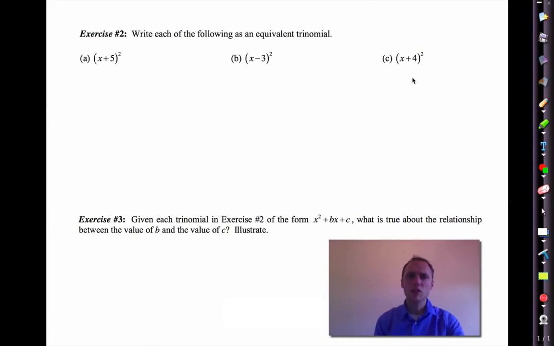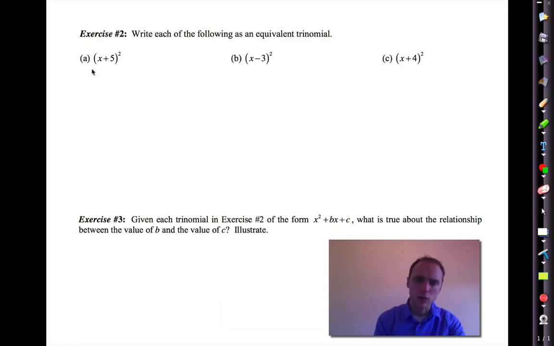So, exercise 2 says, write each of the following as an equivalent trinomial. Each one of these is a perfect square trinomial, right? And I'm going to rewrite each one of these as a trinomial. What I'm really doing is working backwards from the completing the square method, and we'll see that in a second. So all we're doing right now is distributing.